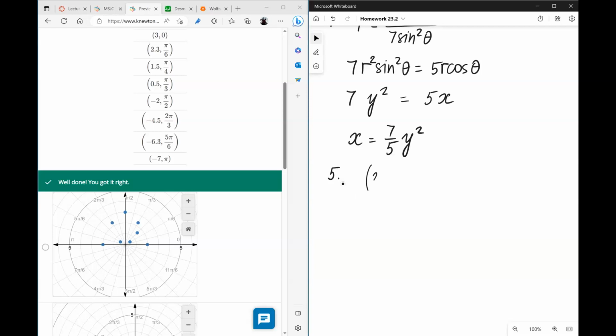So we just looked at the 3, 0, -7 pi, and -2 pi over 2. That's all we had to do.